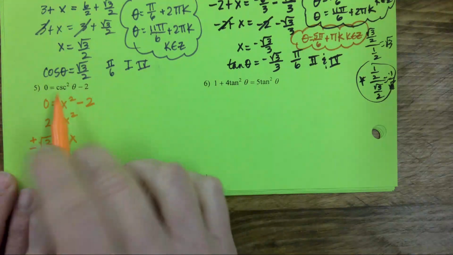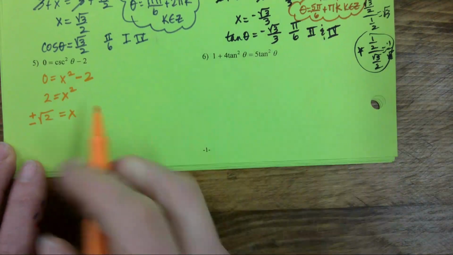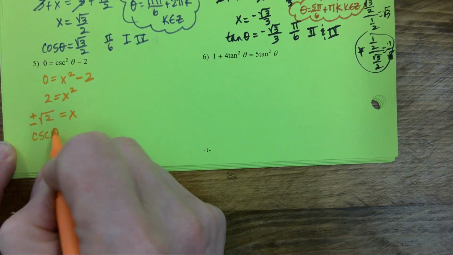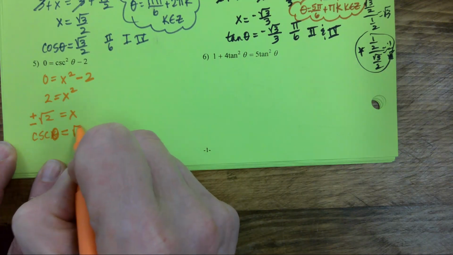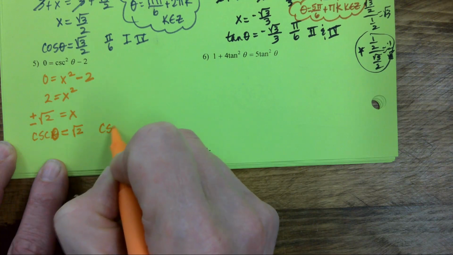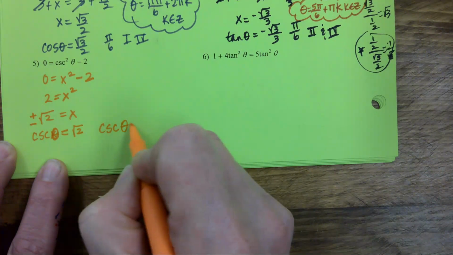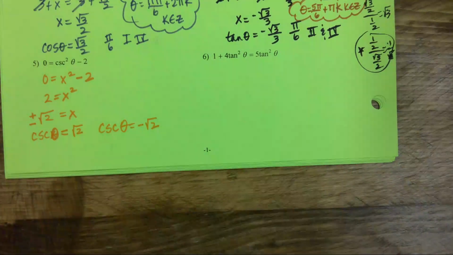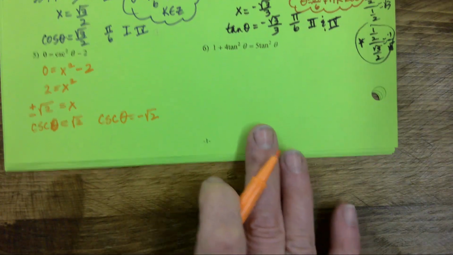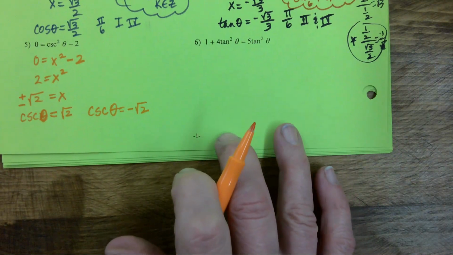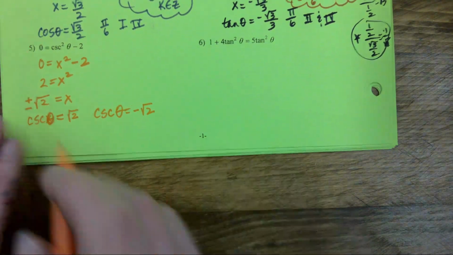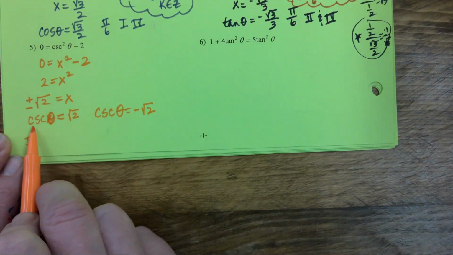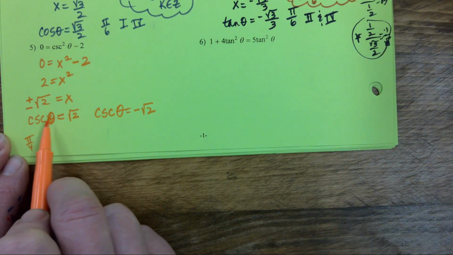So what I'm looking for here is, when is the cosecant of theta equal to the square root of 2, and when is the cosecant of theta equal to negative square root of 2, and when do we see the square root of 2? Pi over 4 family. So I know that this is the pi over 4 family, or I'm pretty sure about it. I can double check by rewriting this as sine.